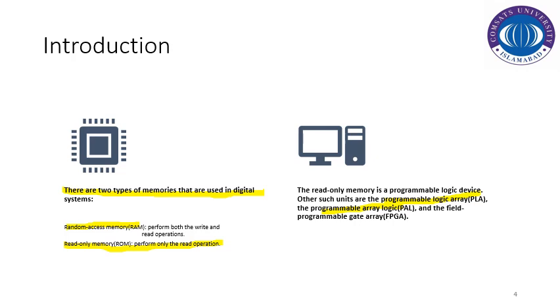So two main categories. One is the random access memory with the capability of both read and write. Another is the read-only memory that has only the capability of read, and some programmable platforms that are reprogrammable and have the capability to reconfigure themselves.